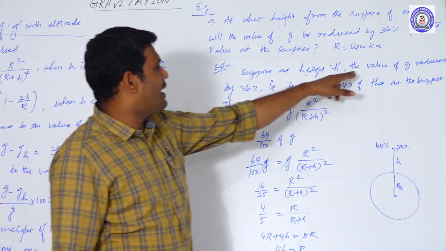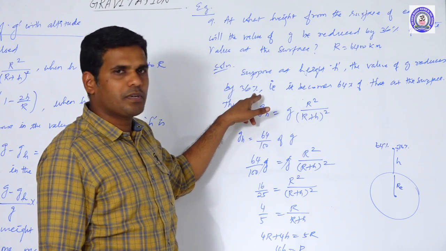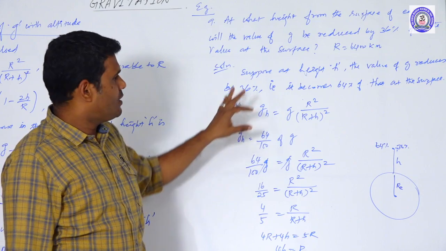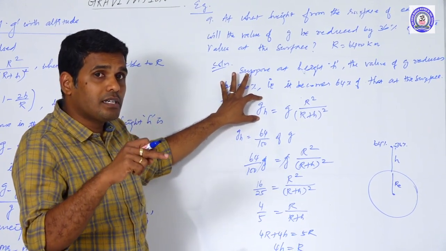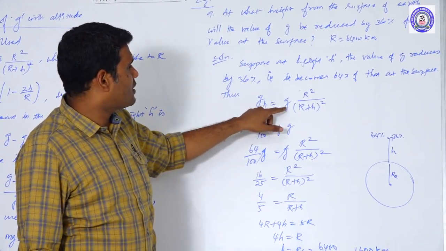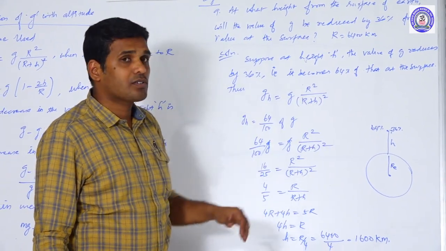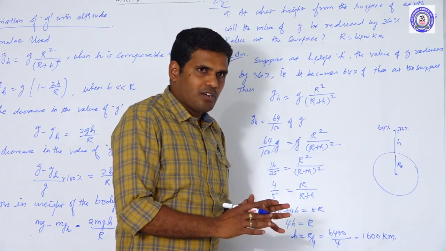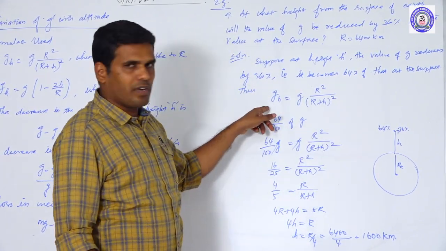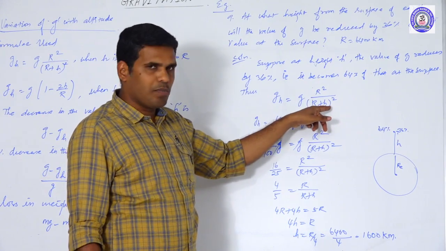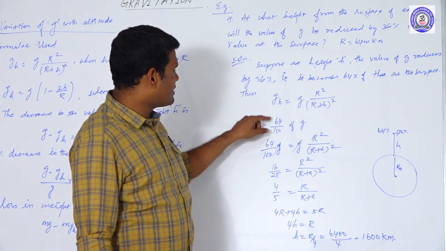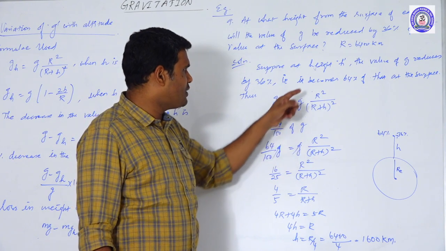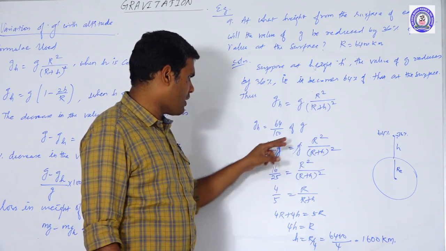So we can say at a height h, the value of g reduces by 36%. It will become 64% of that on the surface of earth. So g_h is 64% of g. g_h equals g into R square by (R plus h) the whole square, because we do not know the value of h here. In this particular case, we have to take this formula. g_h is 64% of g, so 64 by 100 g equals g into R square by (R plus h) the whole square.